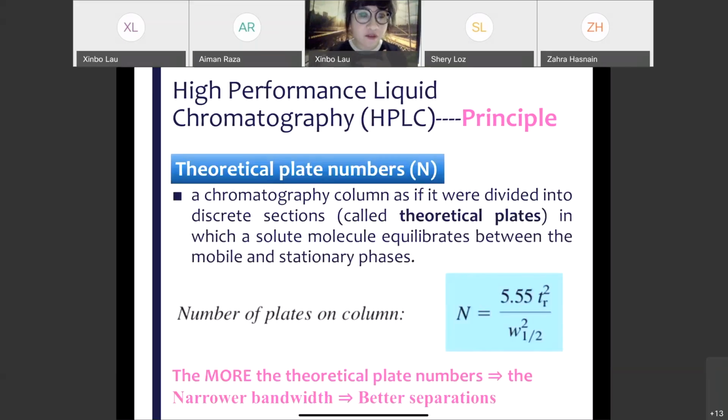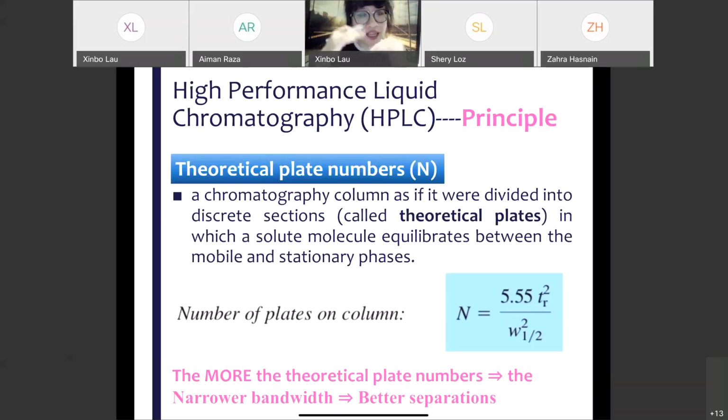Now, of course, there are several important terms that we need to pay attention to. This is one of the terms you need to pay attention to. Hint, hint. So, theoretical plate numbers. The chromatography column is divided into discrete sections, and those are called theoretical plates.